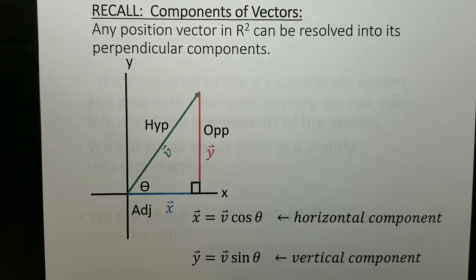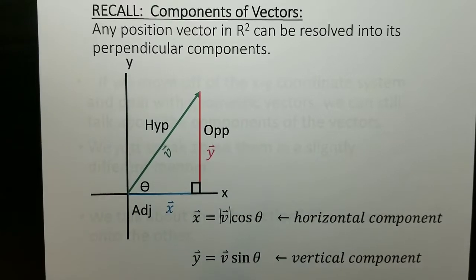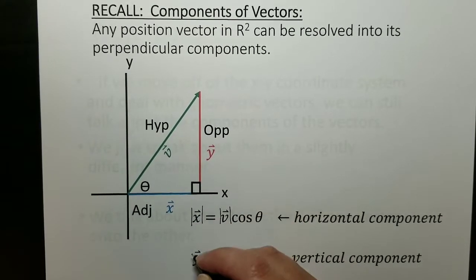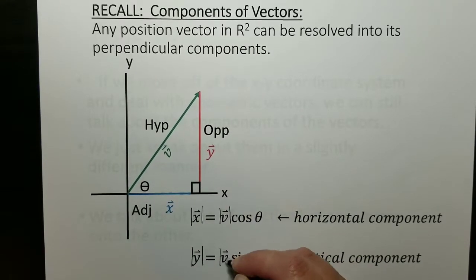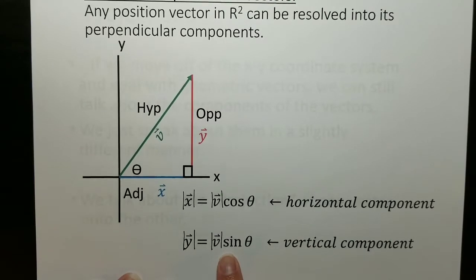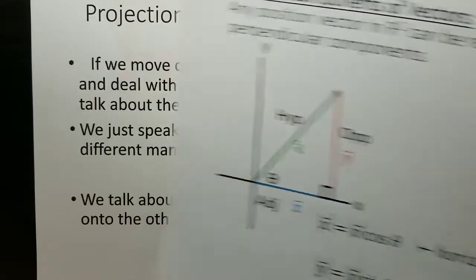missing an important piece here. So it's the magnitude of V times cos theta. And these are all magnitudes. I have to go back and change that for sure. And then in the Y component, the magnitude of the vertical component is the magnitude of V times sine theta. So that's just using our SOHCAHTOA triangles.